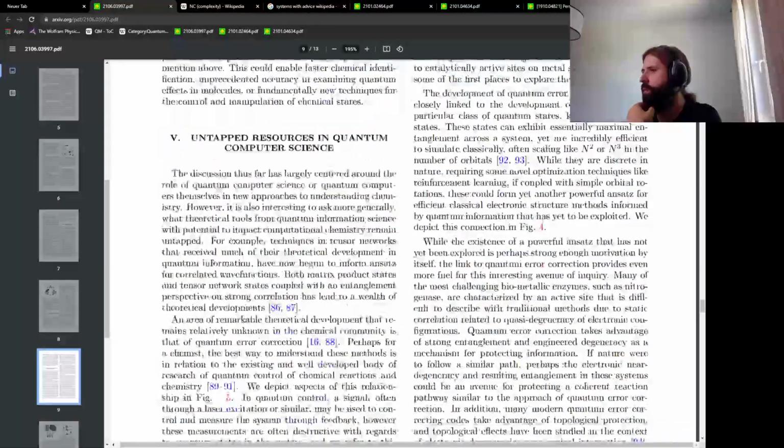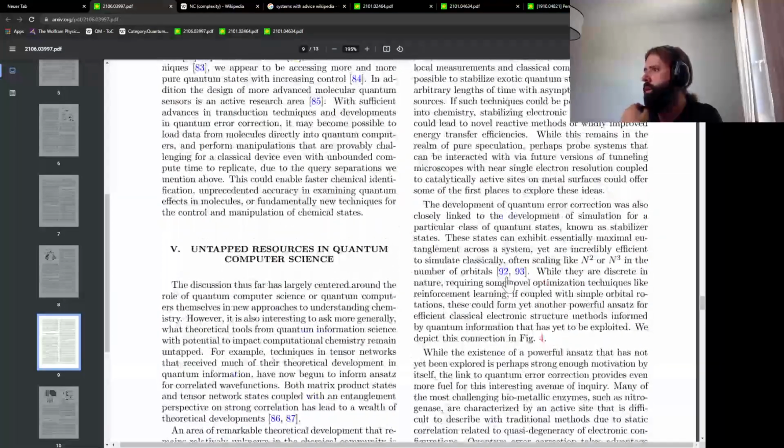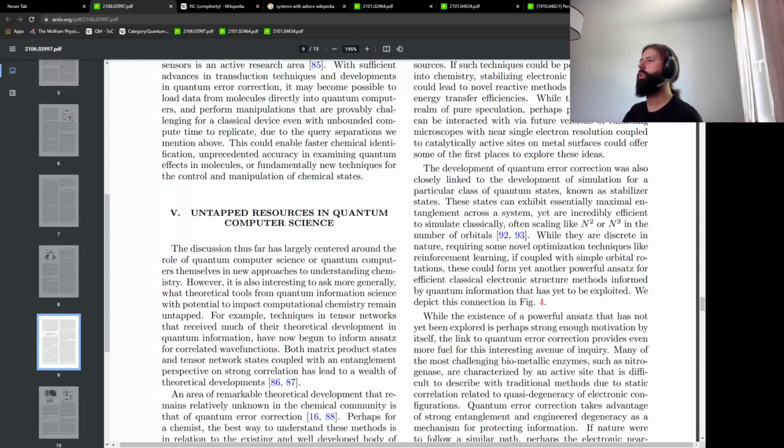Untapped resources in quantum computing. The discussion thus far has largely centered around the role of quantum computer science, or quantum computers themselves, in your pursuit to understand chemistry. What theoretical tools from quantum information science with potential to impact computational chemistry remain untapped? For example, techniques in tensor networks receive much of the development in quantum information have not begun to inform ansatz for correlated wave functions. Both matrix product states and tensor network states, coupled with an entanglement perspective and strong correlations, has led to a wealth of theoretical developments.